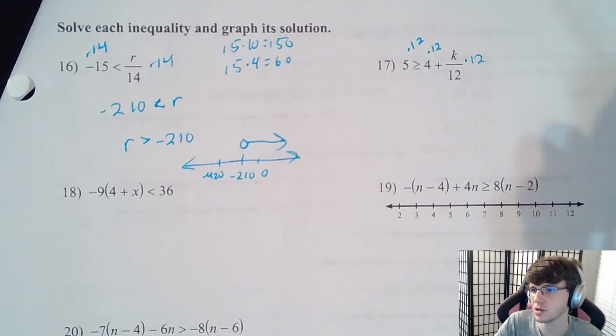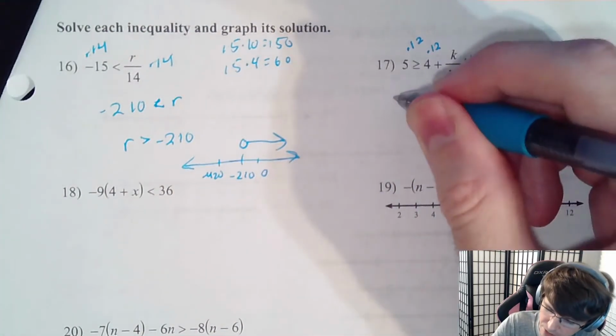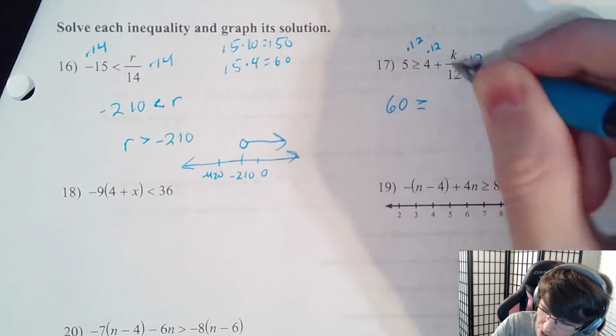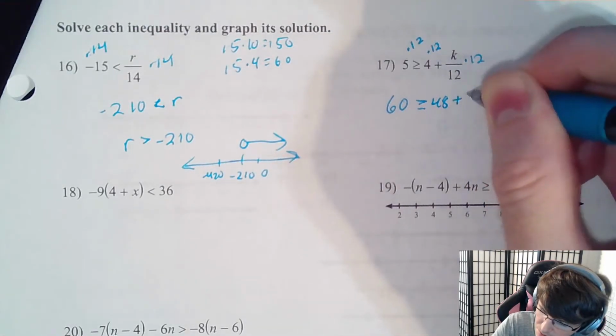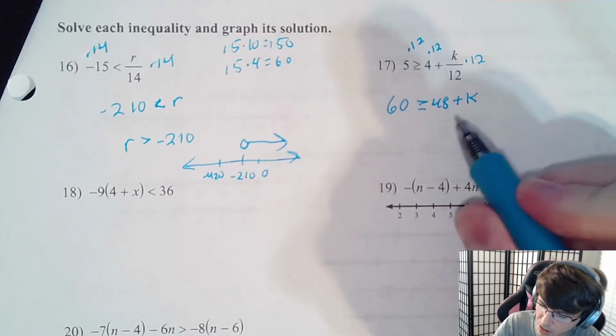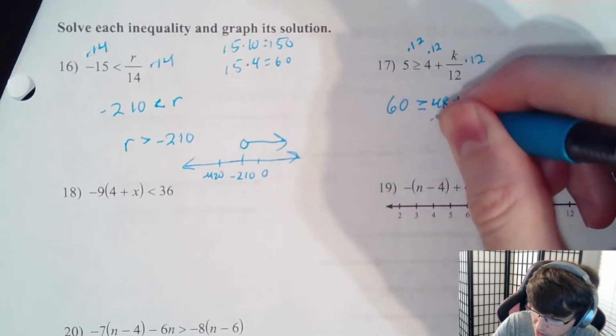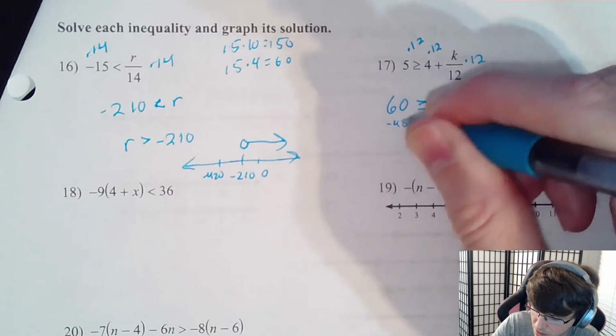Multiply every single guy by 12. 5 times 12 is 60. Greater than or equal to 4 times 12 is 48. The 12's cancel. Plus k. Don't forget the little invisible plus sign in front of that 48. So we're going to subtract 48 on both sides.